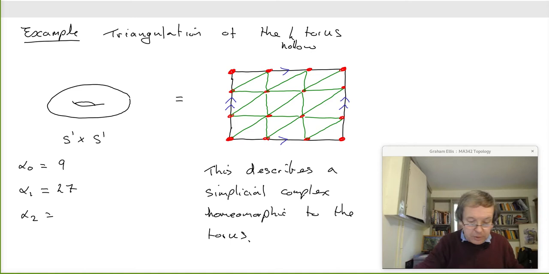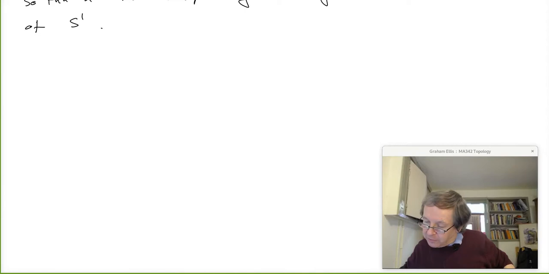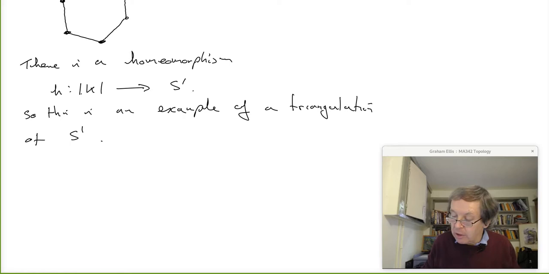So I've given you that information. But I'm also giving you a triangulation. So I have to give you, in some kind of slick fashion, a homeomorphism from this simplicial complex that I'm trying to describe to the torus. I mean, I'm trying to give you a homeomorphism. So how on earth am I going to give you a homeomorphism?